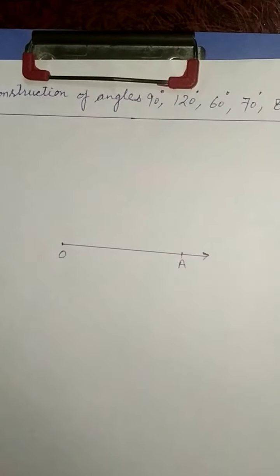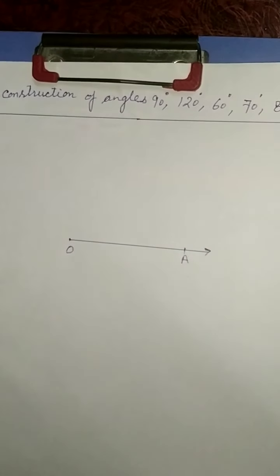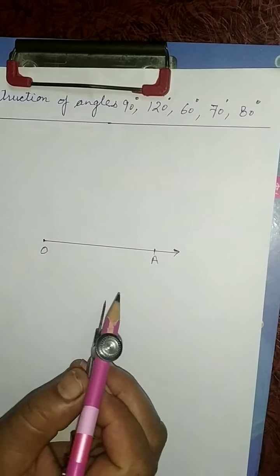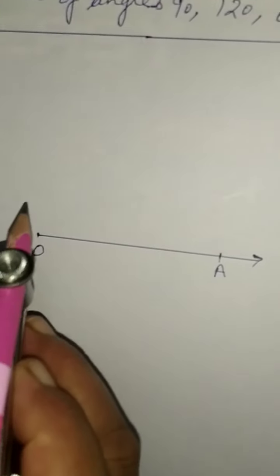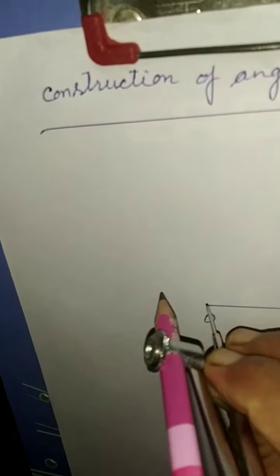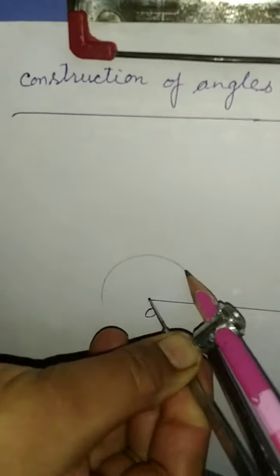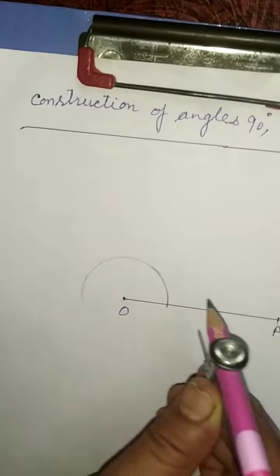Hello students, today we are constructing angles of 70 and 80. First of all, I have drawn one ray OA. From O as a center with a convenient radius, we will draw a semicircle, without changing the radius.